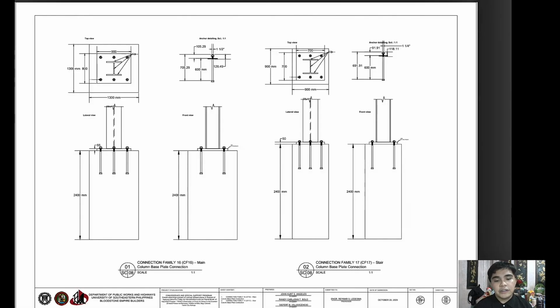And we have here connection families 16 and 17, the last page of the steel connection structural plan. We have here the base plate of the main column, and then the base plate for the stair column, connection family number 17.